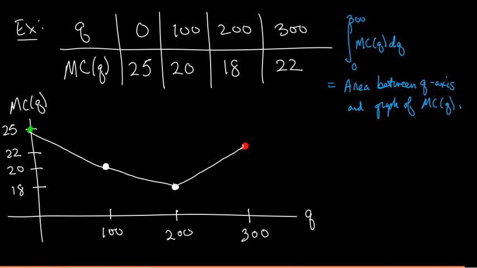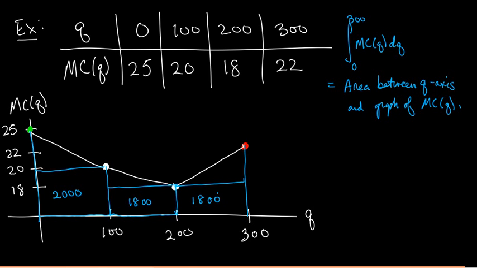So to find this integral, we're going to just find the area. Let's draw these lines down. Those will be the heights of the rectangles. Now I'll make this line and this line and this line, and so now we have triangles and rectangles. Let's compute the area of the rectangles, because that's pretty easy. This first rectangle has length 100 and height 20, so the area is 2000. The next rectangle has length 100 and height 18, so that's going to be 1800. And the same thing with the last rectangle.